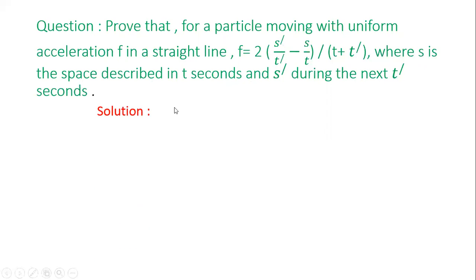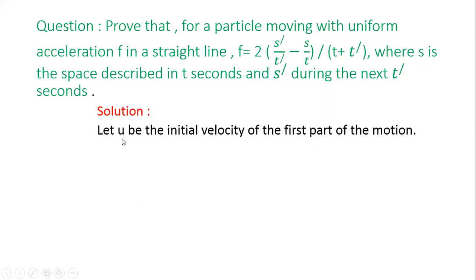Solution: let u be the initial velocity of the first part of the motion. So s equals ut plus half ft square, where s indicates distance, u initial velocity, t time, f acceleration. If we divide this equation by t, then we get s by t equals u plus half ft, which we indicate as equation number 1.